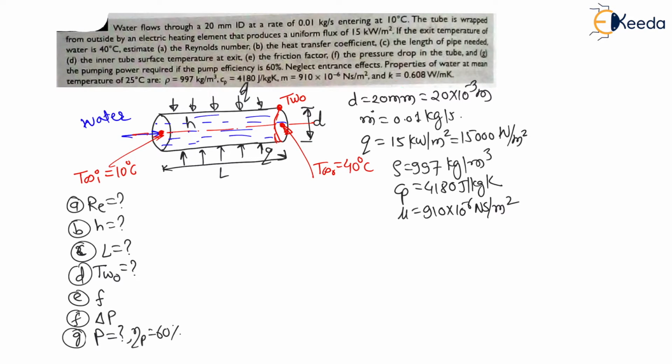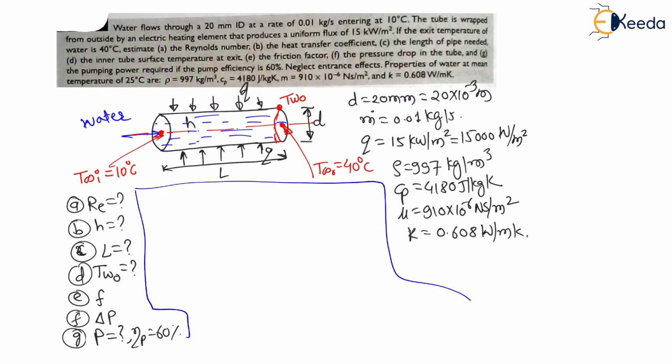Then thermal conductivity is given, K, which is nothing but 0.608 watt per meter Kelvin, right? And we have to find all these values. So let us find them one by one. First of all, we will calculate the Reynolds number. So the very first is the Reynolds number.